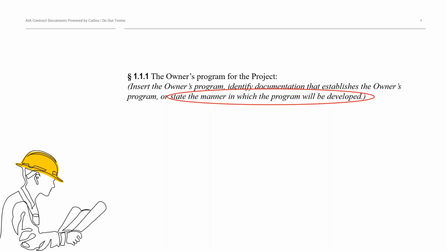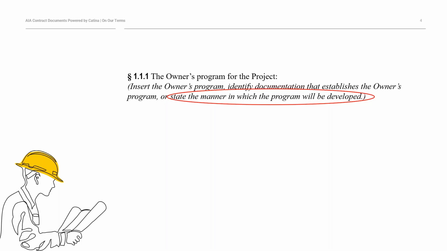Yeah, sure. So this would be if an owner approaches an architect and says, I don't have a program yet, but I want to develop it, and maybe I'll hire you to do that. And that's not atypical. If an architect is going to assist the owner in developing the program, they usually do so as part of either preliminary and or schematic design. And that's usually permissible.